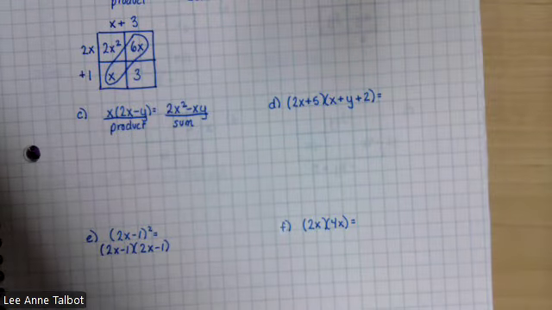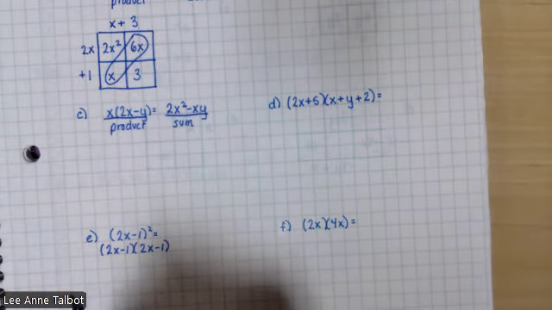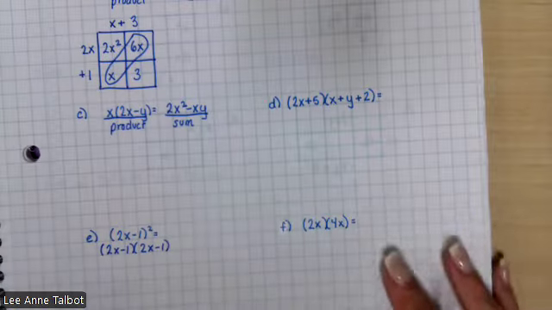This should be 4x squared, and this makes negative 4x. It doesn't cancel out. Oh, I see why you canceled it out. Because this was to be squared. Yeah. I see.